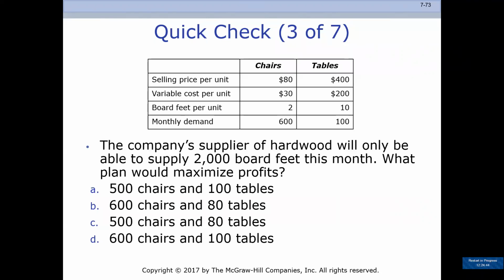How many chairs should we make? 600. And then with whatever board feet we have left, we should make tables with the rest. And I guess the people who can't get tables will have to eat dinner on their lap, so we can sell them tray tables or something.